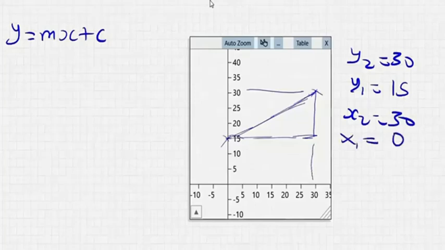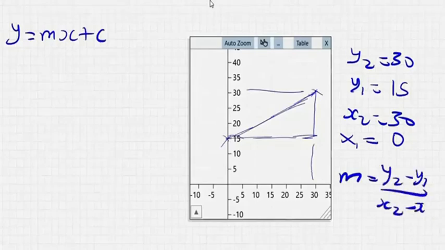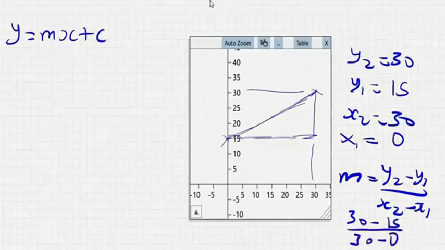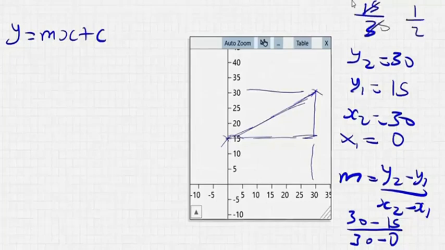Our x1 will be what? 0. Okay, so remember, for the gradient or slope of a straight line graph, m equals change in y over change in x. That's y2 minus y1 over x2 minus x1. So when you simplify, you have 30 minus 15 over 30 minus 0, which is 15 over 30. When you divide through, you have half. So we've gotten our m now. Our m is half.